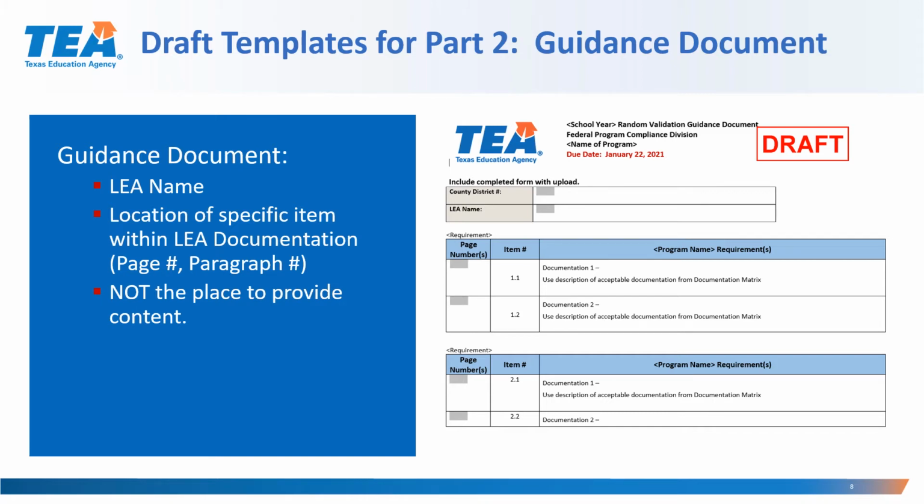The guidance document itself, the LEA will complete to help TEA find the requirement documentation within the packet the LEA is providing. For example, if your first set of documentation appears on page 4, paragraph 5 of the packet, that is what the LEA should put in the page number column. This is not the place for the LEA to provide content.